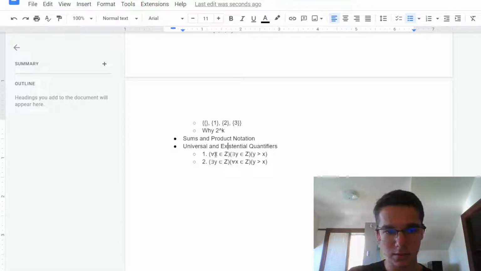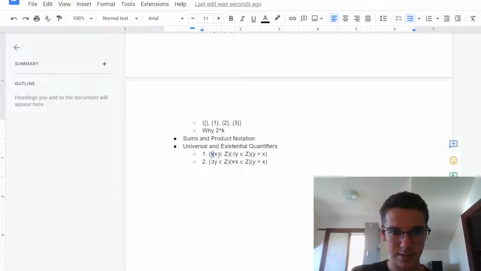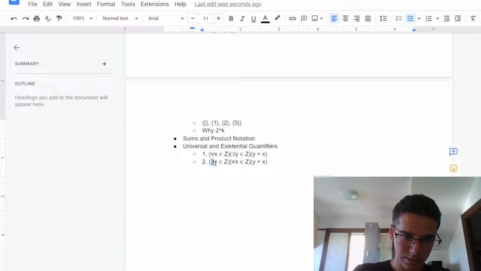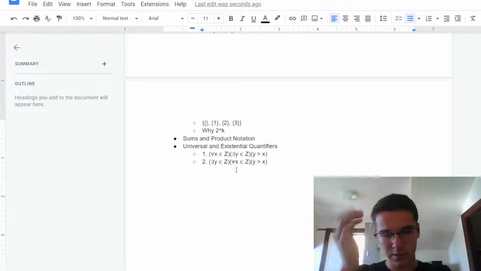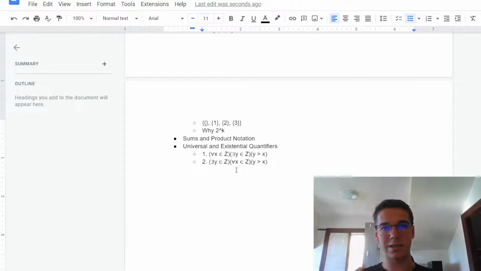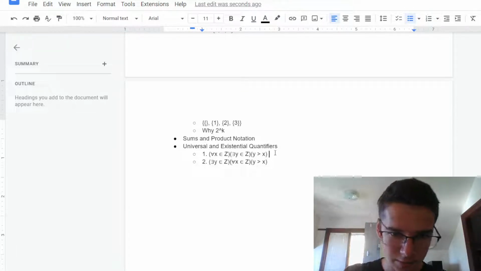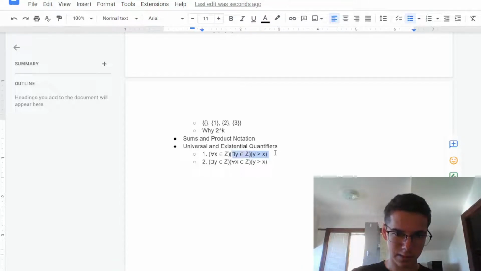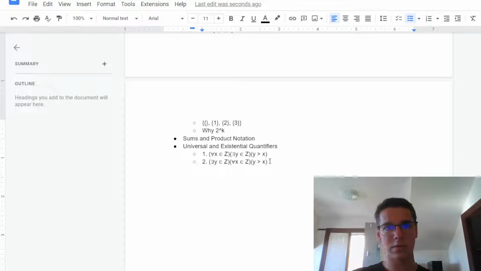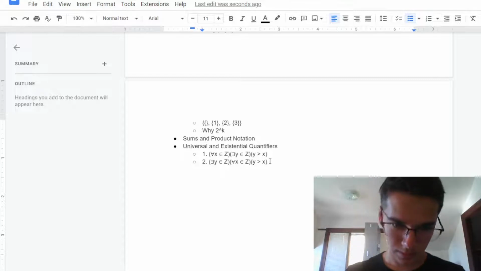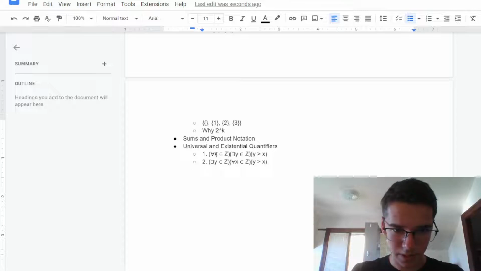The universal quantifier is this upside down A, and that basically means for all, okay? The existential quantifier is saying there exists. We're going to look at these two statements right here and determine their truthiness, I guess. These are ripped directly from the notes.